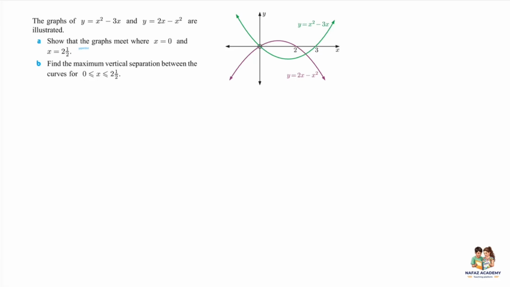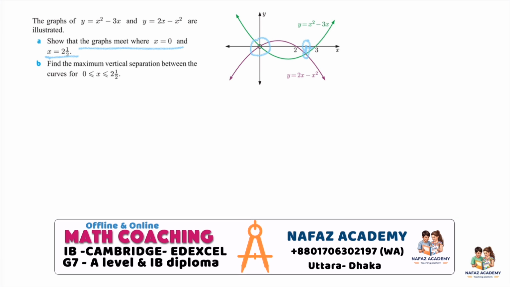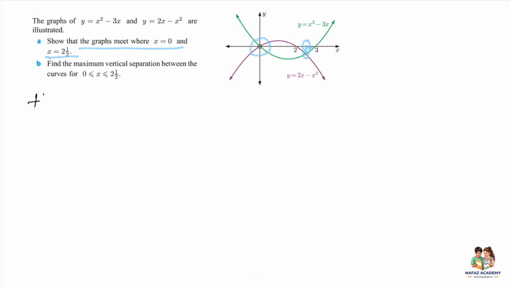There are two curves here, and the graph shows they intersect each other twice. Our question is to show that the graphs meet where x equals 0 and x equals 2.5. The graph shows they intersect twice, but mathematically we have to prove it, right?